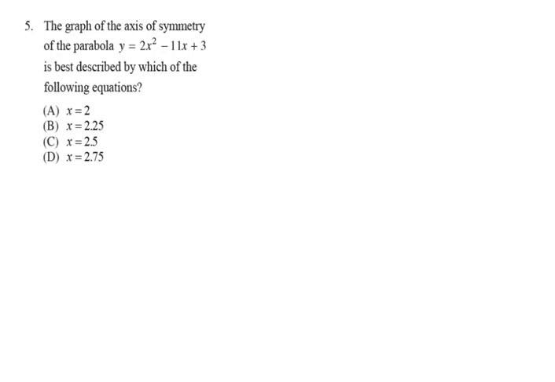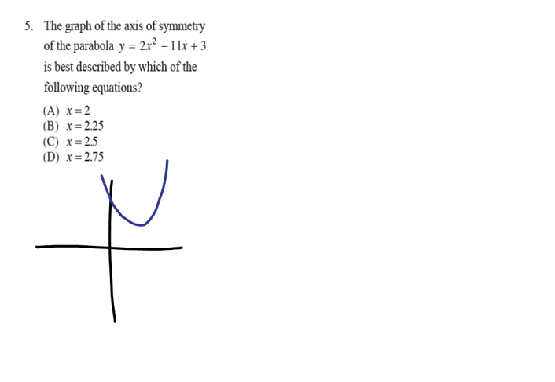In problem 5, we're asked that the graph of the axis of symmetry of the parabola y equals 2x squared minus 11x plus 3 is best described by which of the following equations. So for this particular problem, you need to understand what an axis of symmetry is.